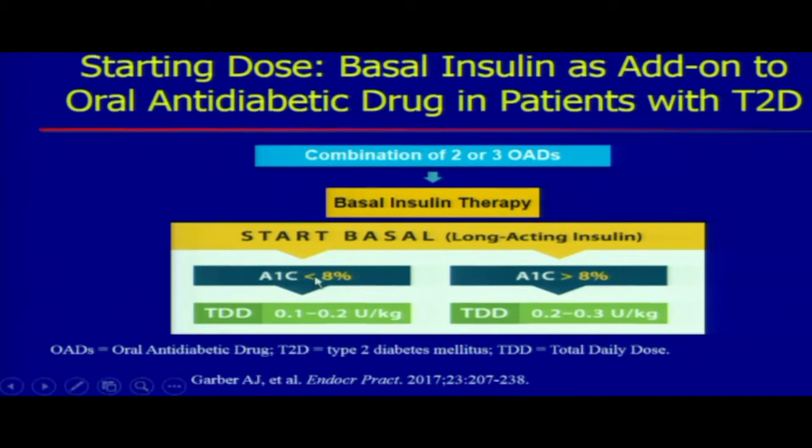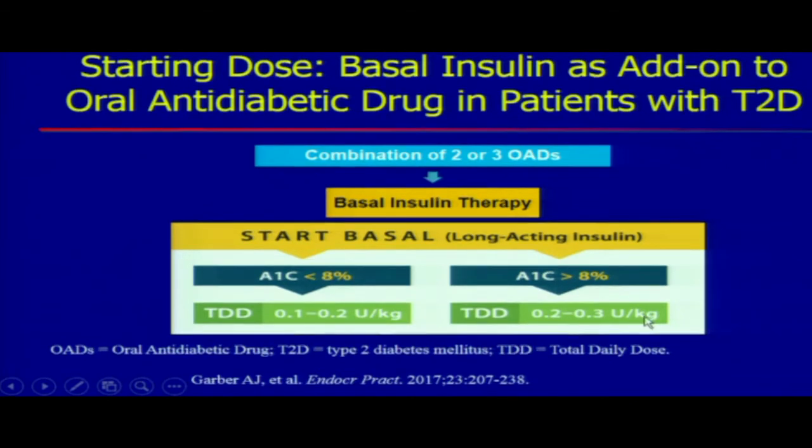If the hemoglobin A1C is less than 8, we start at 0.1 to 0.2 units per kilo. So for somebody like me, you start at 15, 16 units of insulin. And you don't stop the oral agents, you add on to the oral agents. If the patient is taking sulfonylureas, you have to decide on the risk of hypoglycemia. If the hemoglobin A1C is greater than 8, so this patient is 9.1 and 90 kilos, we start somewhere around 18 to 20 units of insulin.